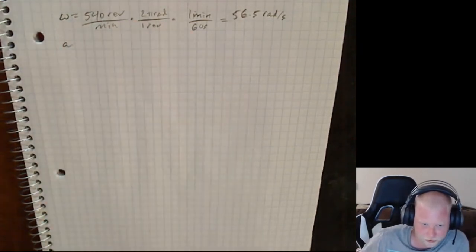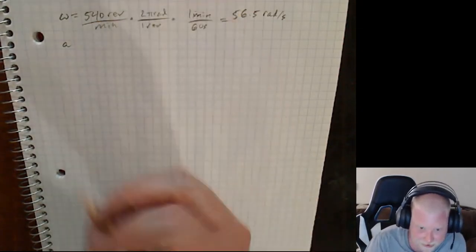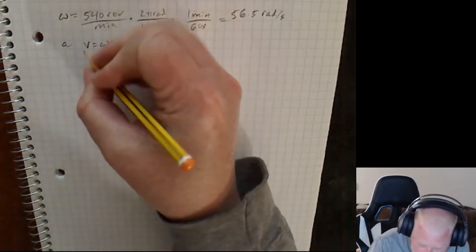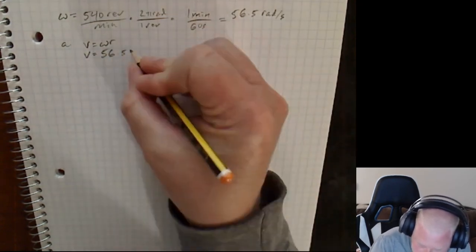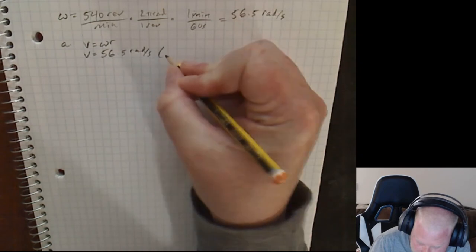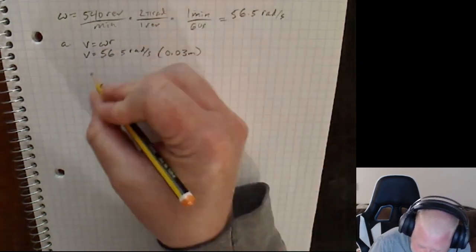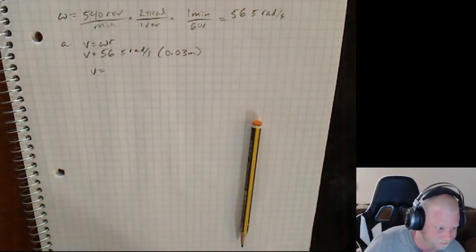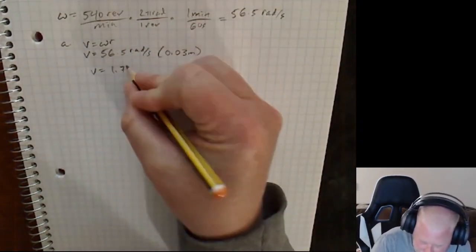So in A, we want to know the tangential or linear speed of something at 3 centimeters from the center of rotation. So v equals omega r. So v equals 56.5 radians per second times our radial distance of 0.03 meters. And so we get a linear speed of 1.7 meters per second.